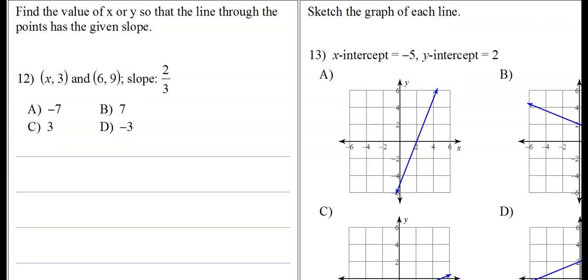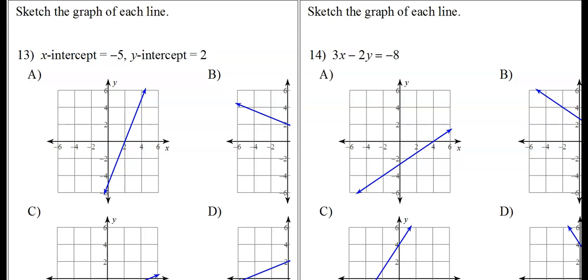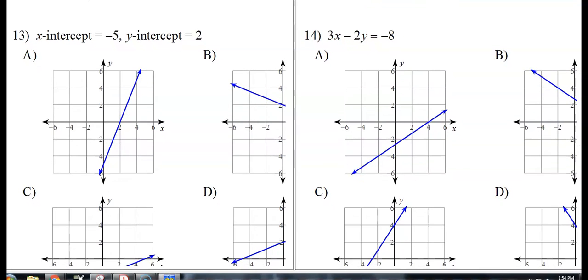So moving forward, 13 and 14. Looks like I'm going to have to shrink these down a little bit because they're a little bit too big. Come over here and kind of see if I can shrink this. I may have to move my screen down a little bit.